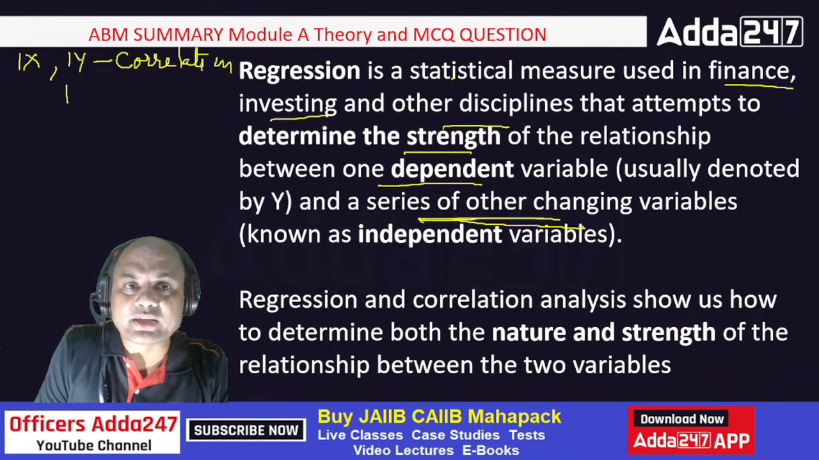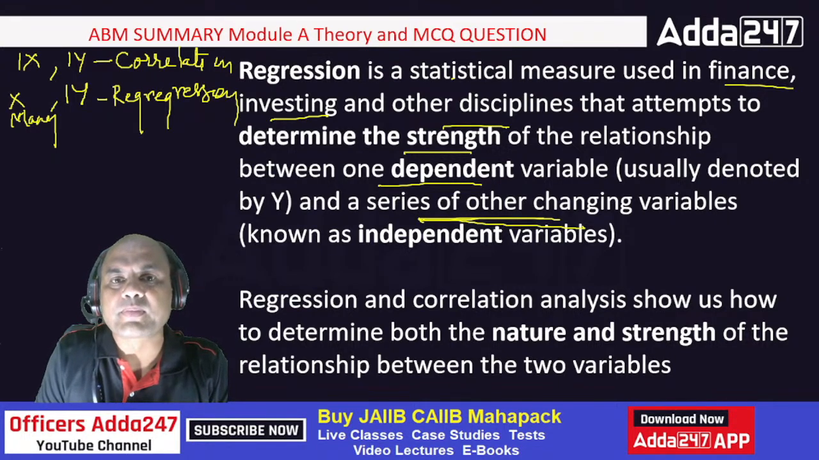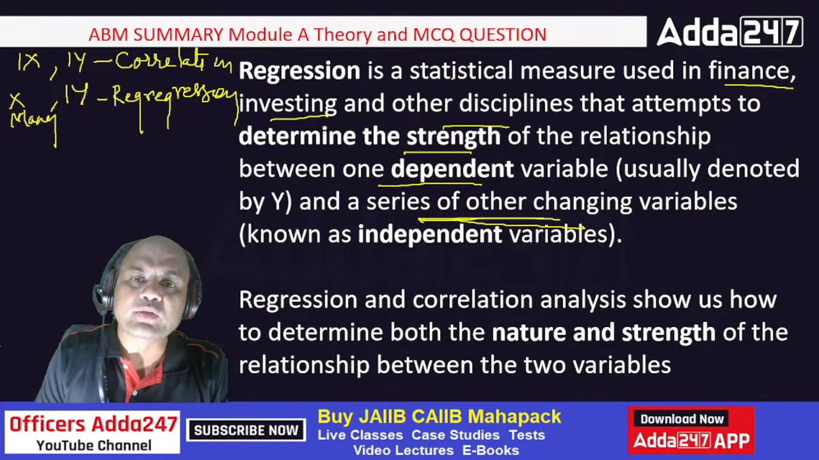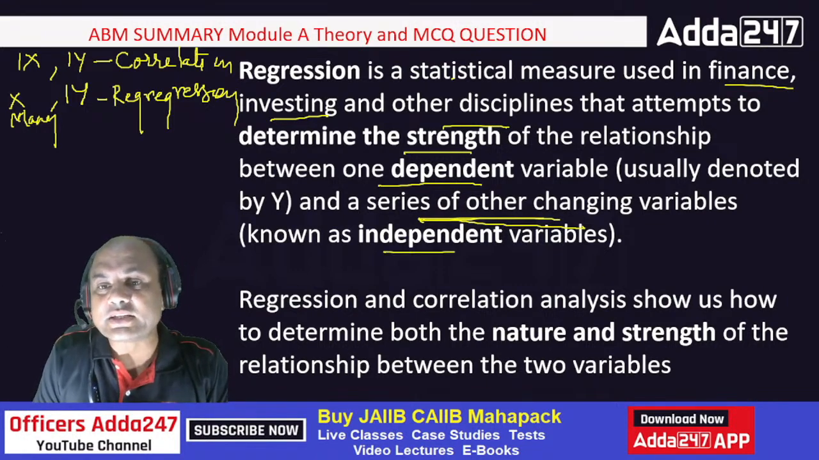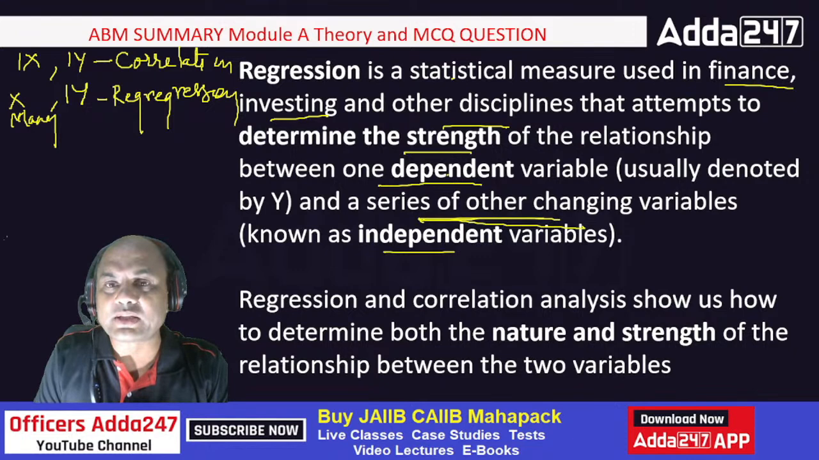See this, 1y. Y is always 1. But x are many. X multiple, I'll write it. Many. Many x and 1y. So that is regression. Always remember this. Okay. Regression. So it is a statistical measure used in finance, investing, and other disciplines that attempts to determine the strength of the relationship between one dependent variable and a series of other changing variables. Okay. So these are known as independent. So remember, changing variables or many variables are x, and the one dependent variable is only one y.